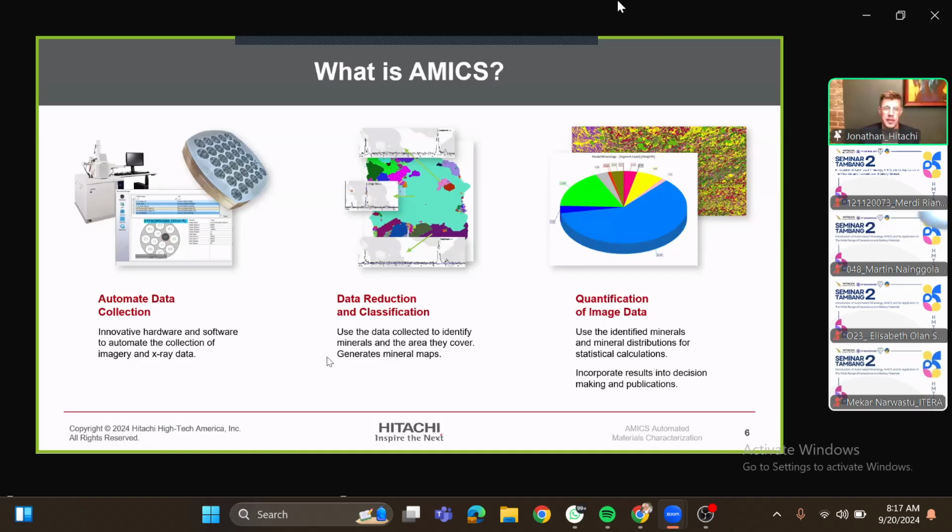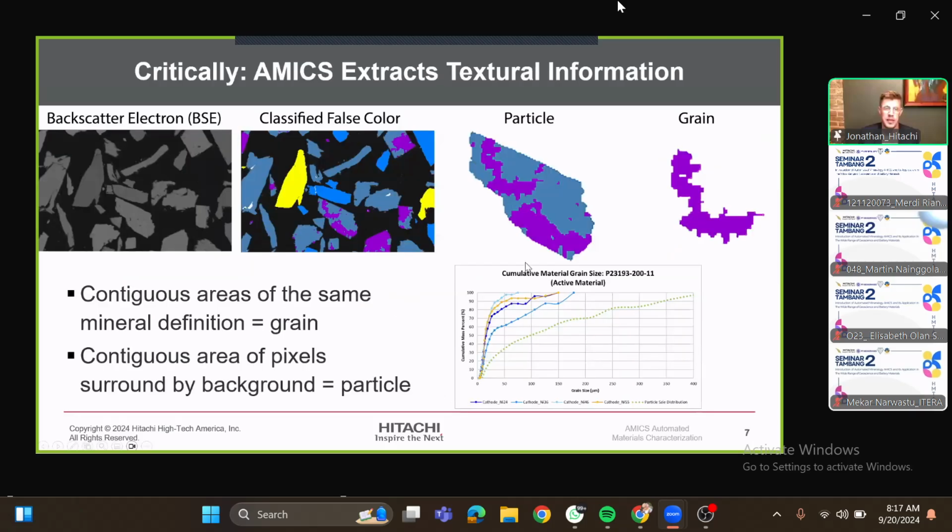So really critically, and particularly for our mining customers here, is that we're going to generate data associated with texture. So we define a grain as a contiguous area, and you can see I pulled this little particle out right here. A grain is a contiguous area identified as the same material or mineral. A particle is a contiguous area completely surrounded by background. Now, it's a little bit more complicated than that because you can see sometimes particles can touch, they can be simple. And so we have a de-agglomeration algorithm to separate those out. And when we start to really define particles, it becomes a little bit more difficult.